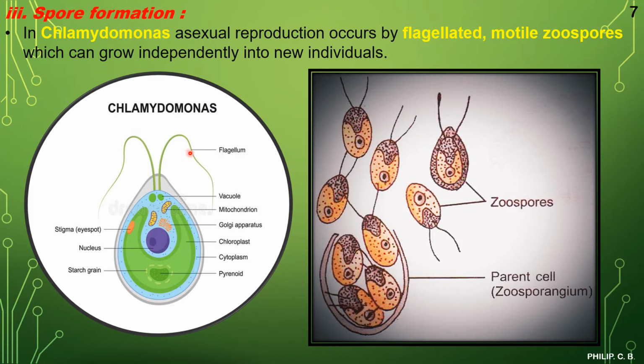So here you can see the image of Chlamydomonas, how it appears under the microscope. The labelled parts: stigma, which is the eye spot; nucleus; starch grain; pyrenoid; cytoplasm; chloroplast; Golgi apparatus; mitochondria and vacuole; and also the flagellum, which helps in movement, or locomotion. In the second image you can see how the zoospores are released from the parent Chlamydomonas cell, and with the help of flagella they keep moving in the water body as it is a zoosporangium. Okay, so these are the three types.